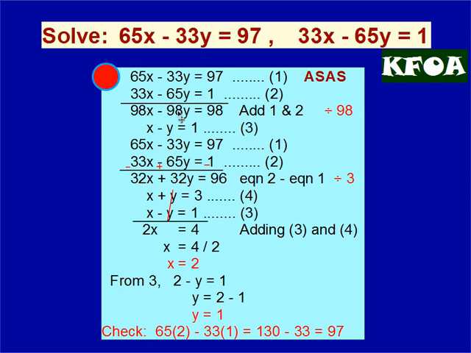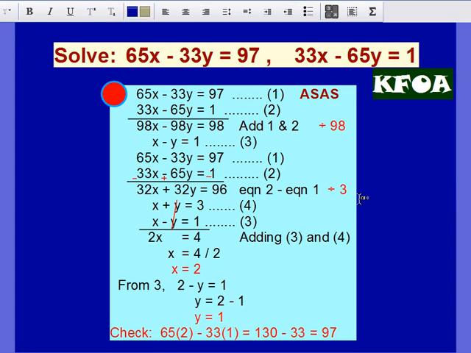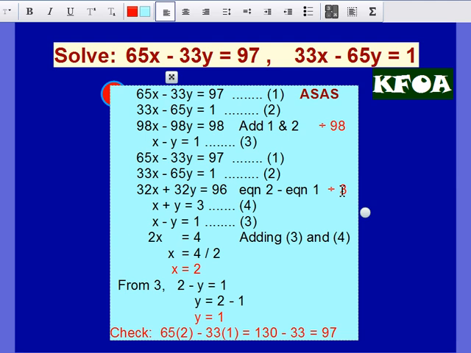Generally in such questions we get the same coefficient or the multiple of any one coefficient. So when we divide by 98 we get x plus y is 1. Generally we get the equations x plus y is equal to, x minus y equal to. So I got this equation 3 on addition. Now I'll subtract 2 from 1. So on subtraction I get 32x minus 32y is 96. So 32 is common. So we can divide the equation by 32. So when we divide the equation by 32, we get x minus y equal to 3.